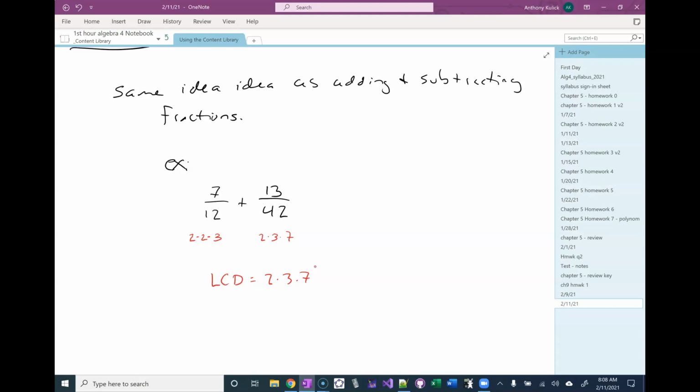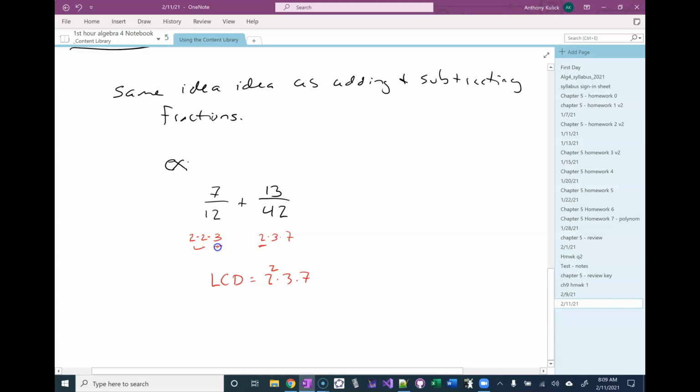So let's look at the 2's first. What's the most number of times the 2 occurs in each denominator, though? Not total. Twice, right? It occurs 2 times there, but only 1 time there. So the most number of times the 2 occurs is twice. You guys okay with that? So I'm going to put an exponent of 2 on it because the most number of times the 2 occurs is twice.